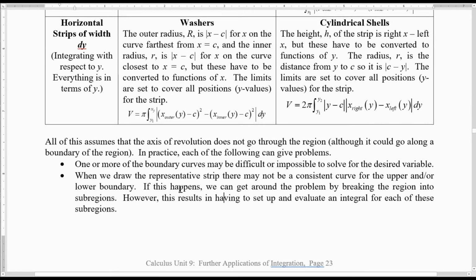When we draw the representative strip, there may not be a consistent curve for the upper and or lower boundary. If this happens, we can get around the problem by breaking the regions into smaller subregions. However, this results in having to set up and evaluate a separate integral for each of these subregions.